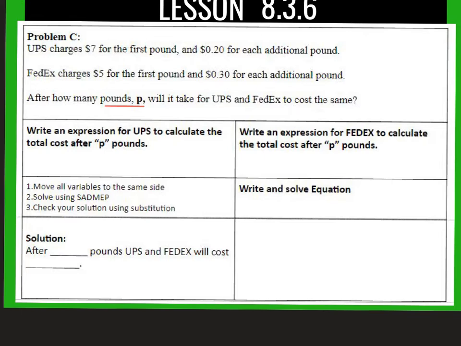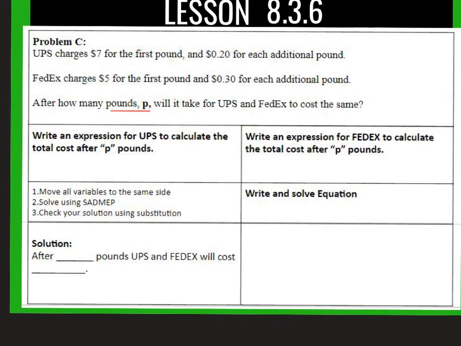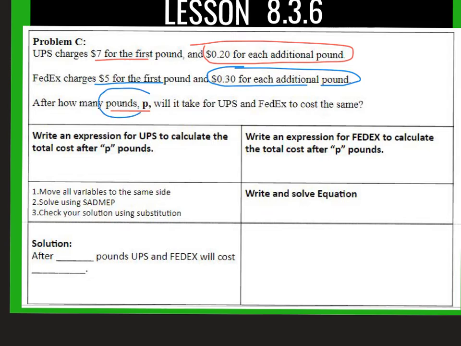Welcome back. Let's go ahead and look at UPS. Well, I know that UPS is charging me $7 for the first pound of anything that I'm going to mail, right? But they're charging 20 cents for each additional pound. Okay. And FedEx here is charging me $5 for the first pound and 30 cents for each additional pound. So they want to know after how many pounds, right, will it take for UPS and FedEx to actually cost the same. So I know the first pound is a flat rate. So therefore, I see these additional pounds, right? And there is my rate of those additional pounds.